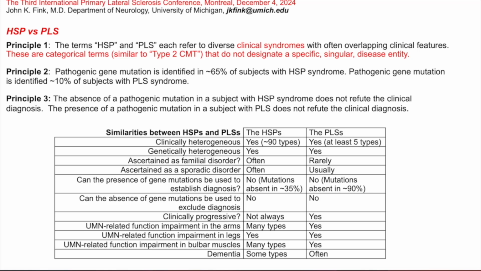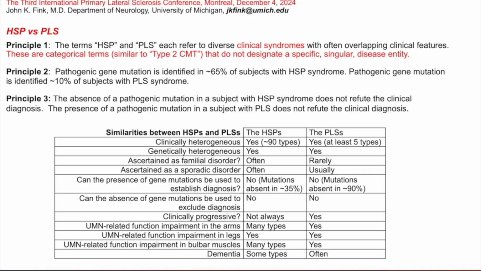Then if we say genetically heterogeneous, well, 10% of people with PLS have gene mutations. Where are these gene mutations from? Sometimes they are found in ALS. For example, a C9orf72 mutation is a very common cause of ALS, but sometimes manifests not as ALS, but as PLS. So we know that some people with PLS have C9orf72 mutations, not many, and some don't. So we know that PLS is at least etiologically heterogeneous, at least clinically heterogeneous.